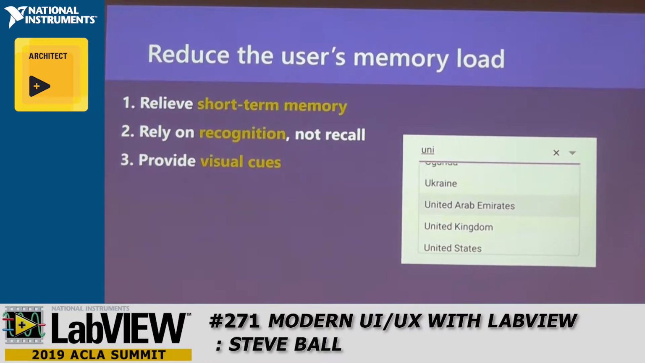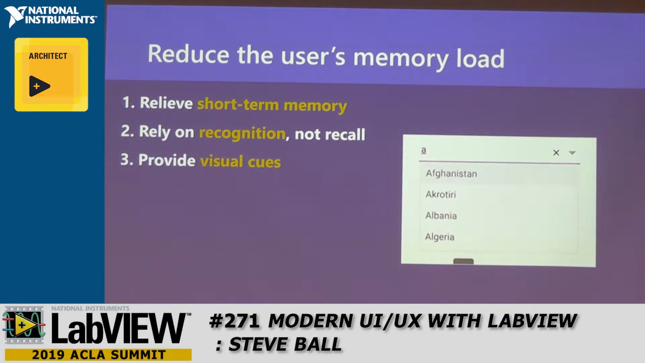All right, now the second golden rule: reduce the memory load of your users. Don't use string fields for input. If you do, you can remember what was put in there last time. You can automatically populate, provide a drop down, use a combo box or something.